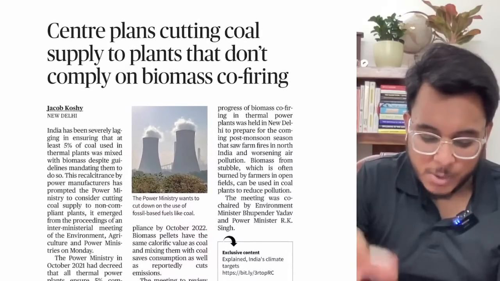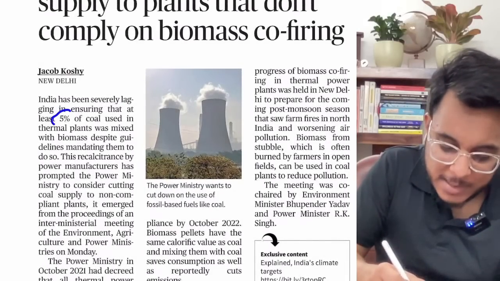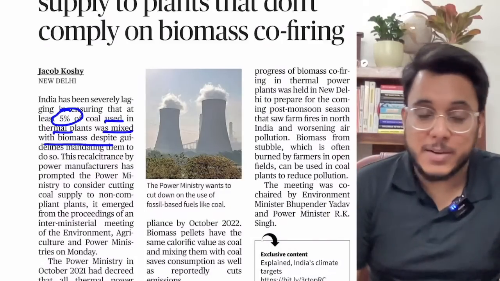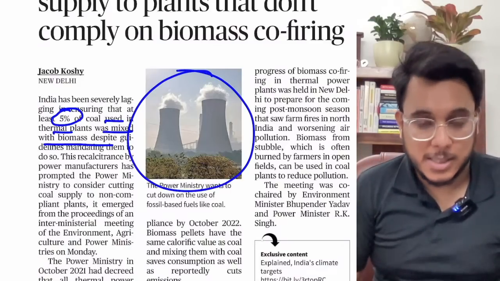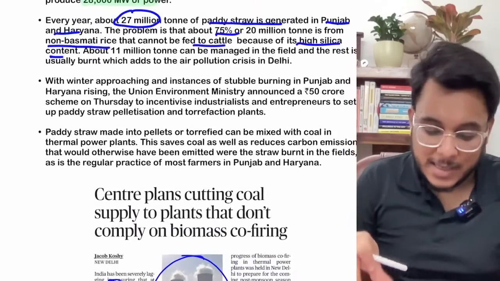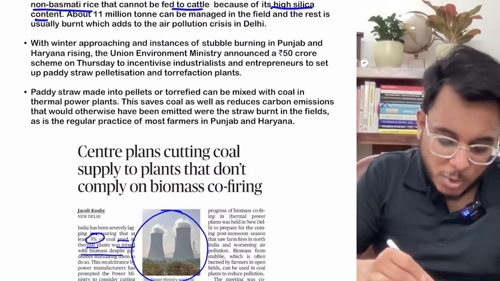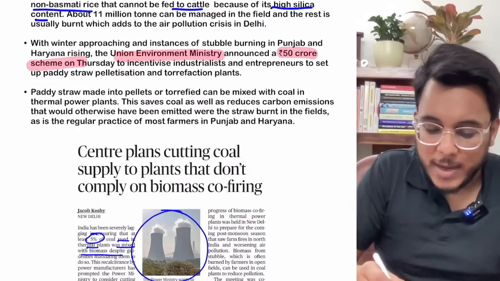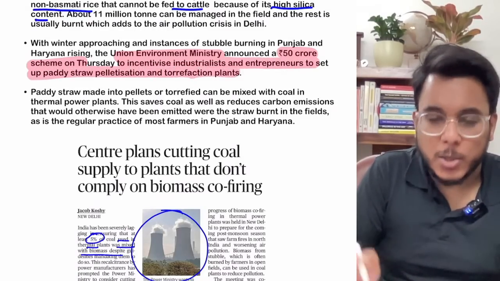Moreover, in this direction, guys, the government has already mandated that 5% of coal used in thermal power plants should be mixed with biomass. So 5% biomass co-firing needs to be there in thermal power plants. This is going to be a win-win solution, and on all sides there are enabling frameworks. Now guys, few days back, the Union Environment Ministry announced a 50 crore rupees scheme to incentivize industrialists and entrepreneurs to set up paddy straw pelletization and torrefaction plants.